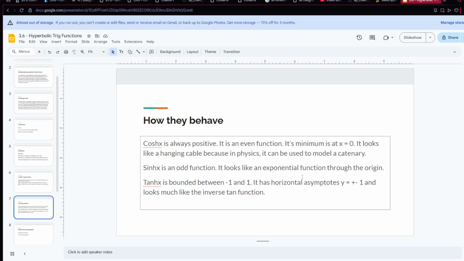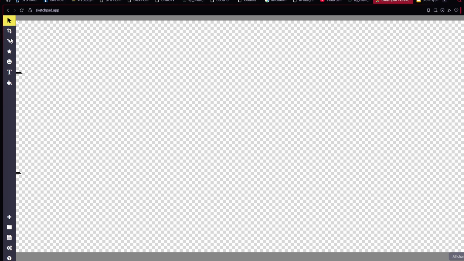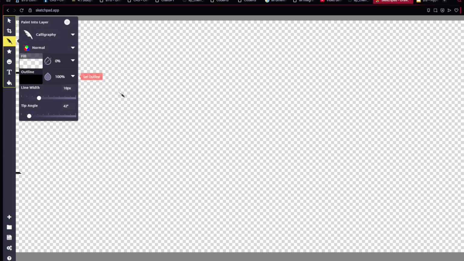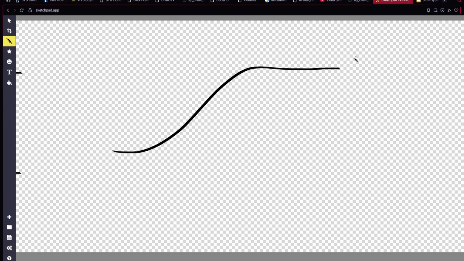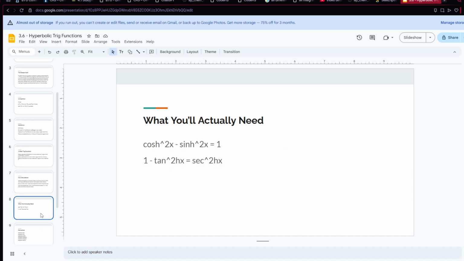Tan hx is bounded between negative 1 and 1. And actually, the beautiful thing about that is because it looks like the inverse tan function. So it looks like that. So that's pretty beautiful as well. I mean, seriously, there's so much overlap.